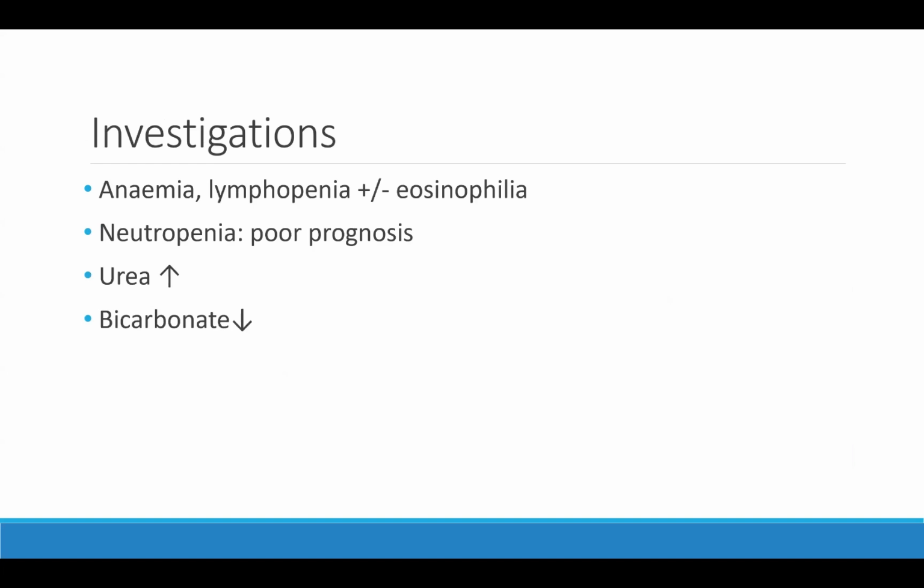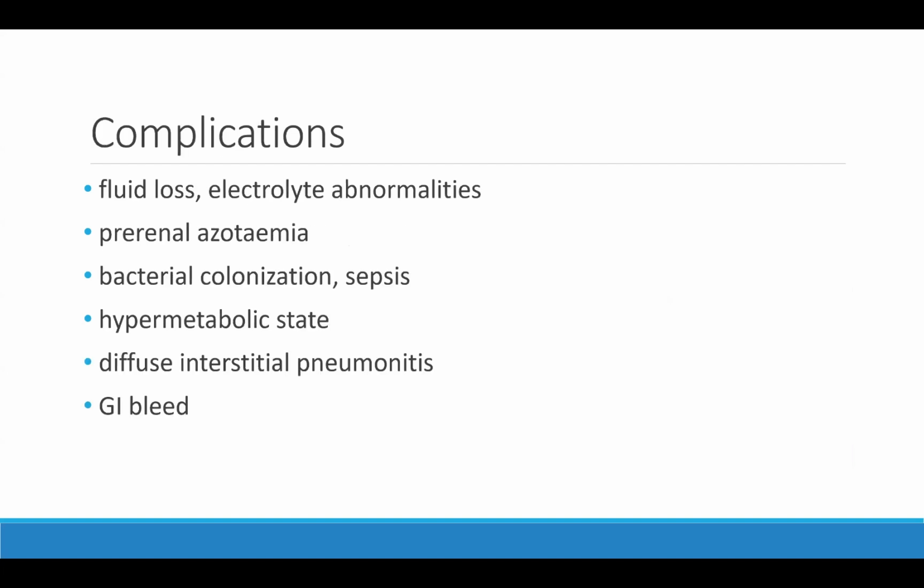In terms of investigations, patients can have anemia, lymphopenia with or without eosinophilia. Neutropenia is an indicator of poor prognosis. You can also have high urea and low bicarbonate levels. Complications of SJS-TEN include fluid loss, electrolyte abnormalities, pre-renal azotemia, bacterial colonization and sepsis, a hypermetabolic state, diffuse interstitial pneumonitis, as well as gastrointestinal bleeding.